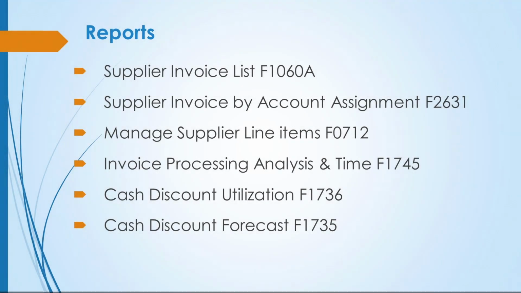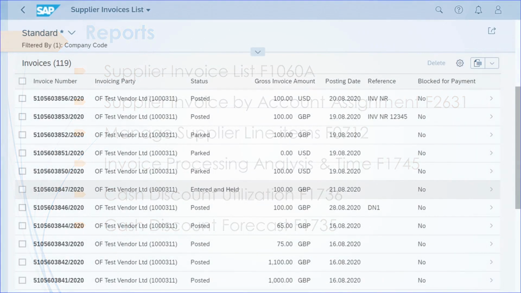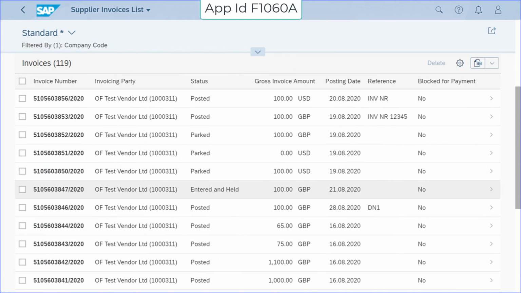We will cover a number of reports in section 7 of the tutorial, but I think it's worth showing a few briefly now that are relevant to this section. The Supplier Invoices List app F1060A is often used as a starting point to find a specific invoice, to display it, reverse it, or delete draft invoices. But it can also be used for reporting purposes.